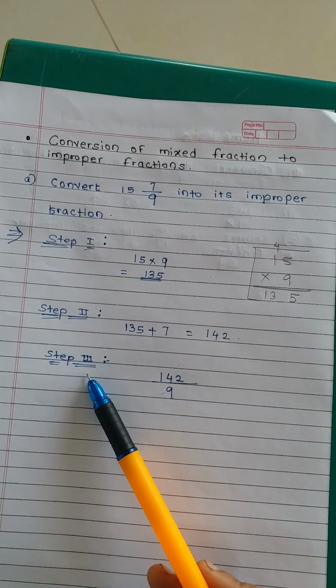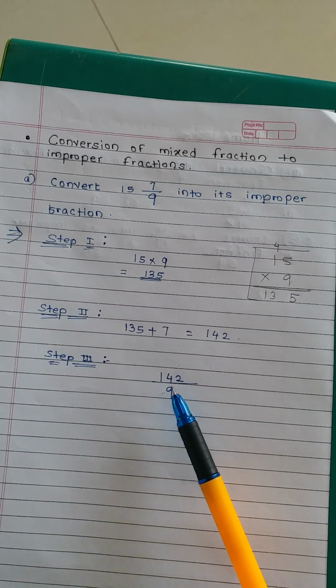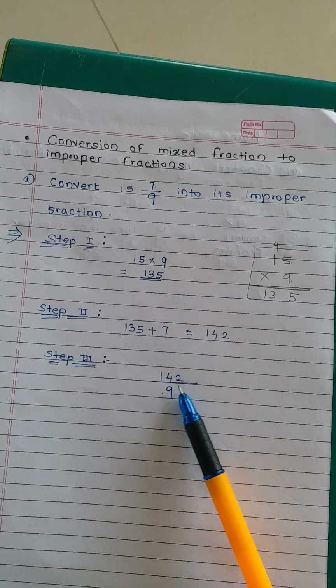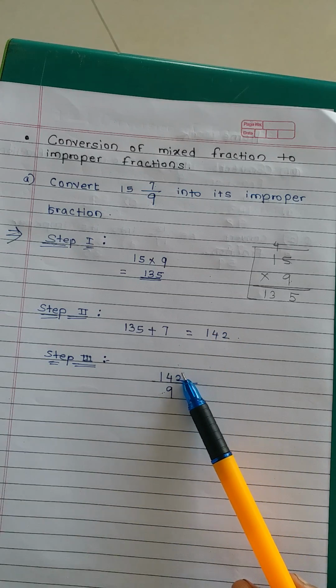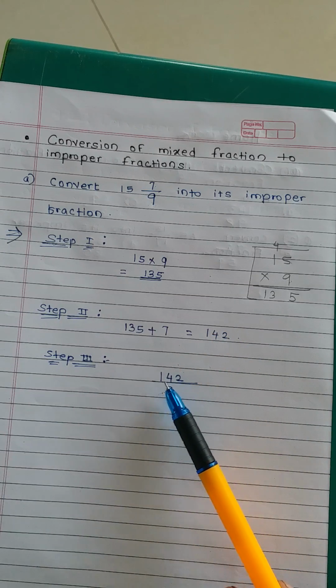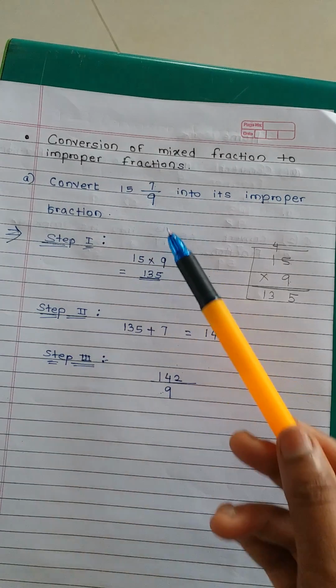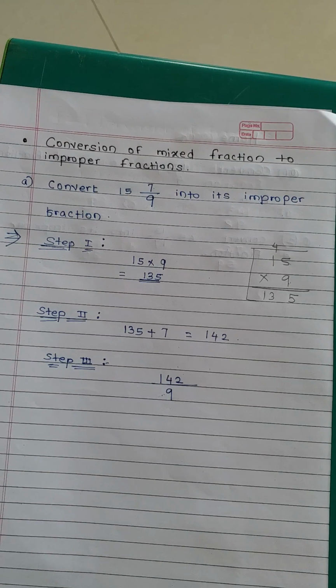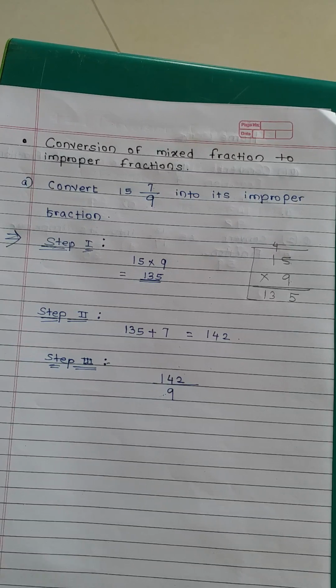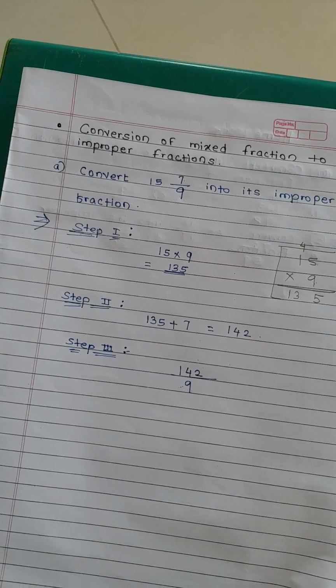In step 3, we have to write the improper fraction. What do we have to do? Just put the sum from step 2 as it is in the numerator of the improper fraction, and downside in the denominator we mention the denominator as it is from the mixed fraction. So this is about how to convert a mixed fraction to an improper fraction.